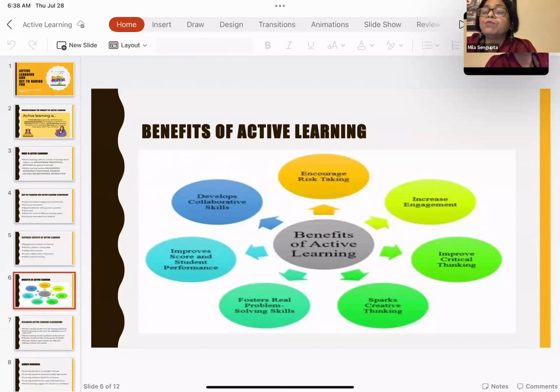It develops collaborative skills, which we already talked about: working together, being a good listener, taking into consideration other people's opinions, valuing and respecting others. These are also some of the skill developments that are happening while the children are engaged in active learning.